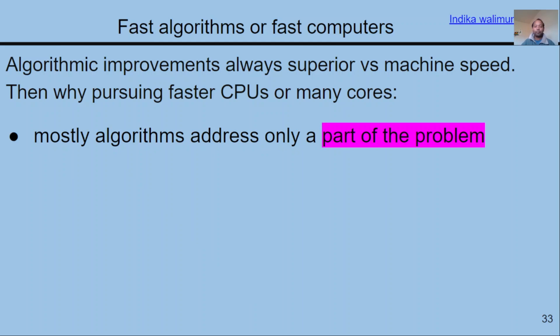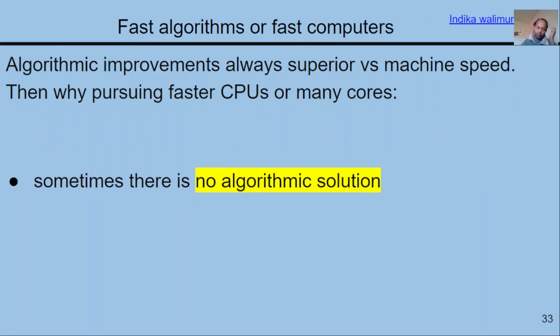An algorithm cannot address every part of the problem, right? There's a limit to where we can apply an algorithm, and it doesn't apply to all situations. Sometimes there's no algorithmic solution, and we call that NP completeness. We may be able to discuss this a little bit.